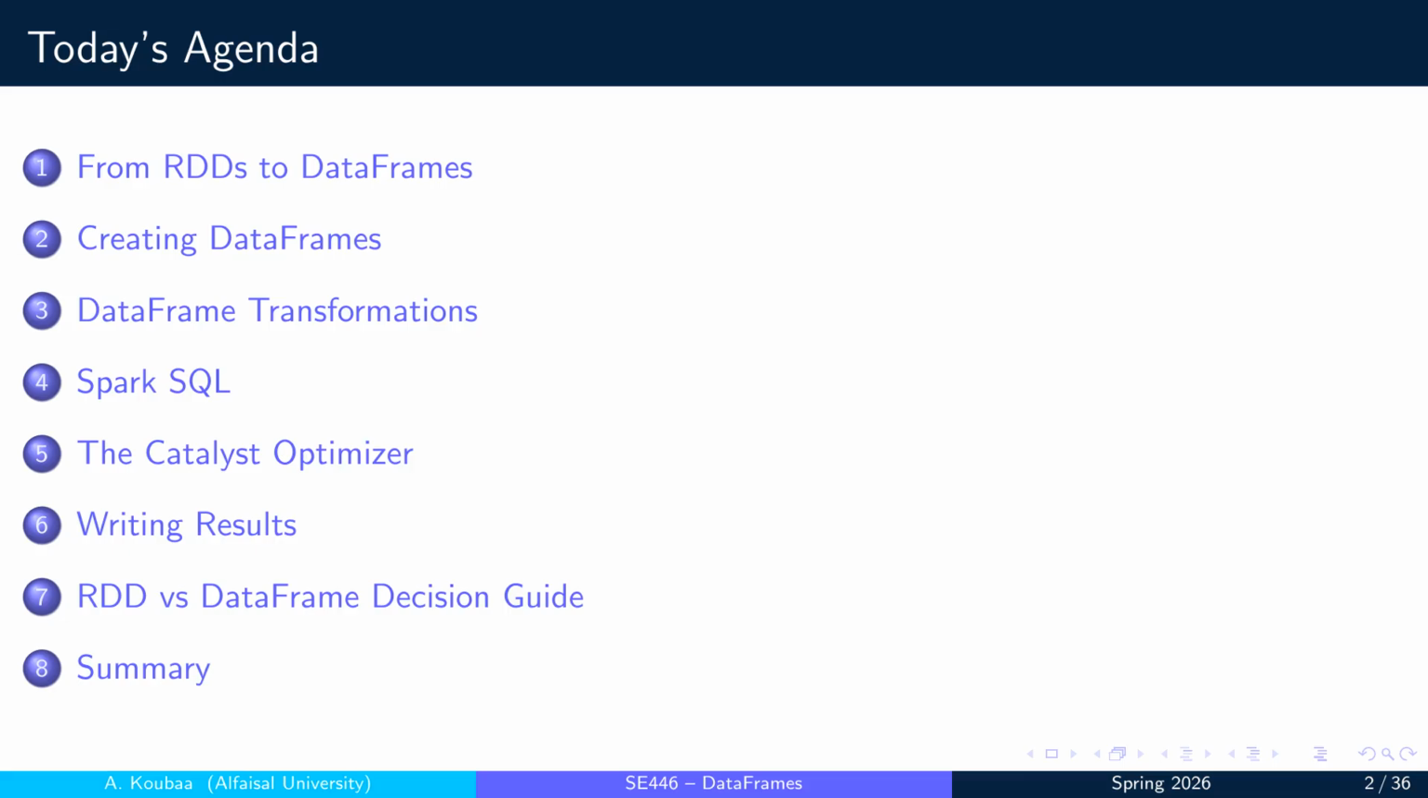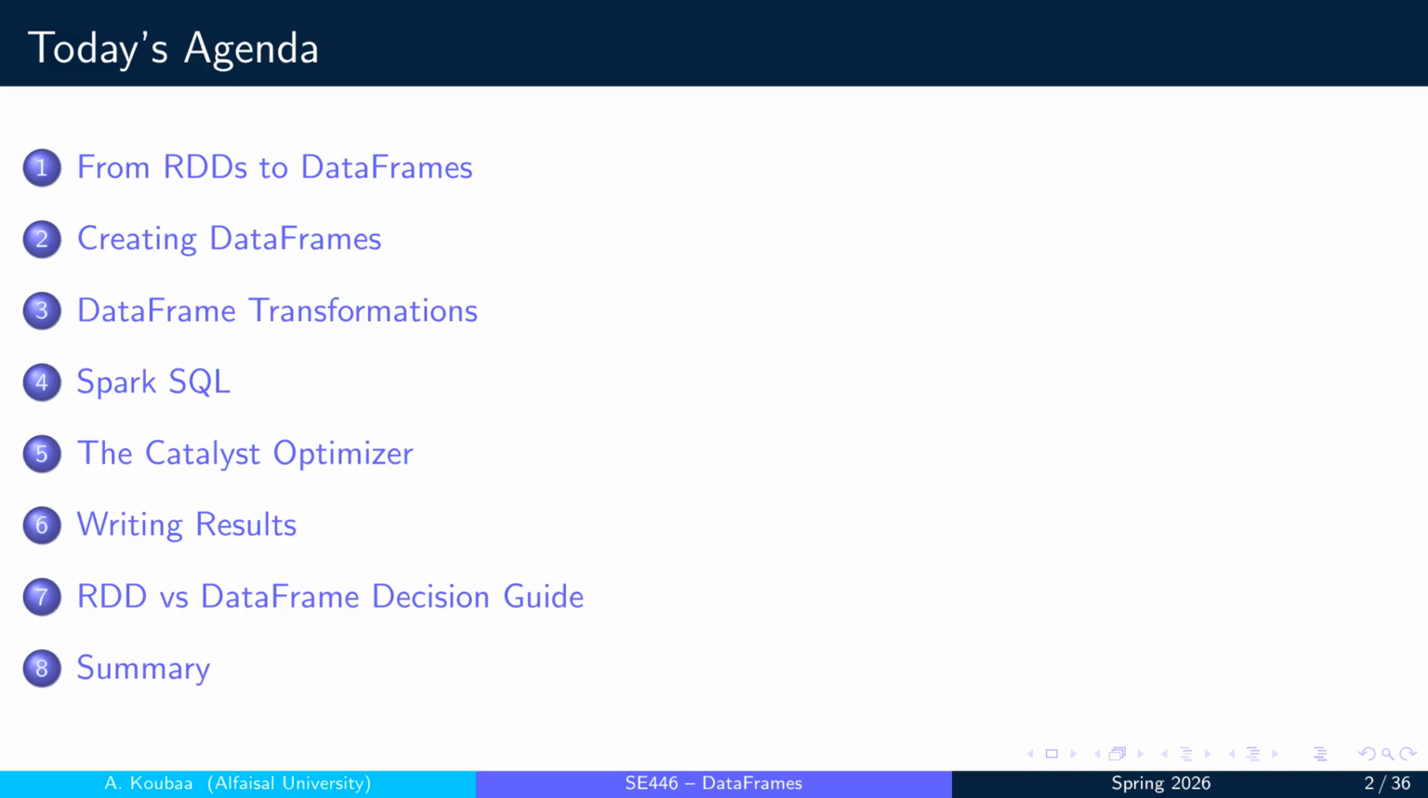We will begin by understanding the motivation and the transition from the low-level RDD API, which we have already covered, to the structured world of data frames. This will help you appreciate why data frames are now the standard API in Spark. Following that, we will get into the practical aspects, how to create data frames from various data sources and how to apply common transformations to manipulate the data, much like you would with the Pandas data frame.